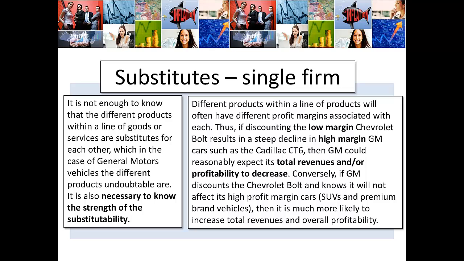Now, it's not enough to know that the different products within a line of goods or services are substitutes for each other. It is necessary to know the strength of that substitutability. So again, this is low margins and high margins. What effect will decreasing the price of a low margin product have on sales of a high margin product?